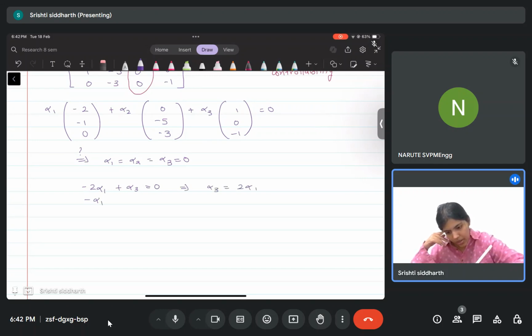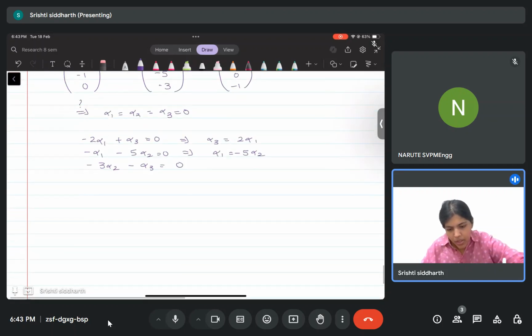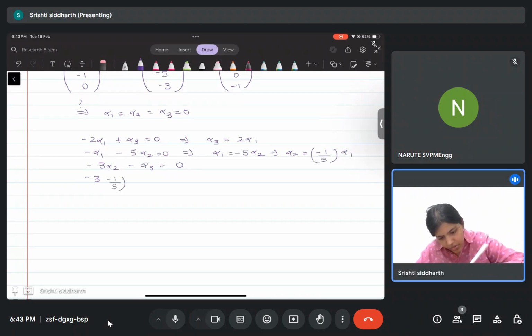Then we have minus alpha 1 minus 5 alpha 2 equals 0, which implies that alpha 1 equals minus 5 alpha 2. And then we have minus 3 alpha 2 minus alpha 3 equals 0. So we can just substitute this. So we have alpha 2 is minus 1 by 5 alpha 1, and alpha 3 is 2 alpha 1. So this just implies that alpha 1 is 0, which again implies that alpha 2 is 0 and alpha 3 is 0.